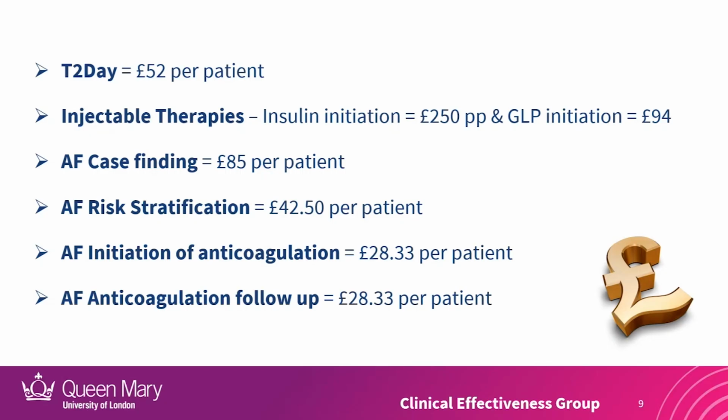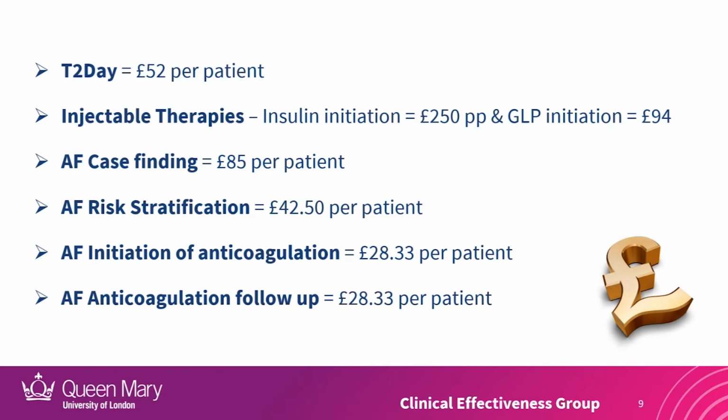You've got your AF, and that is split into 4 different sections. You have your AF case finding, and that is about you diagnosing the patient within practice, which requires you to have an irregular pulse recorded, a 12 lead ECG done at the practice, and then a confirmation of an AF diagnosis, and that is £85 per patient.